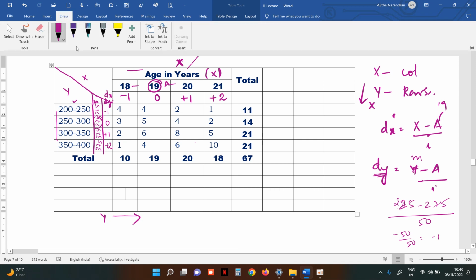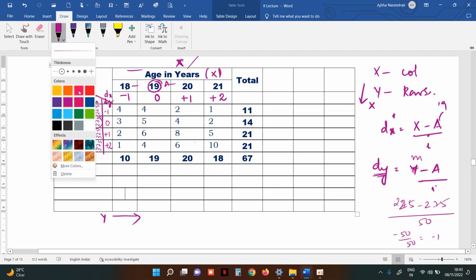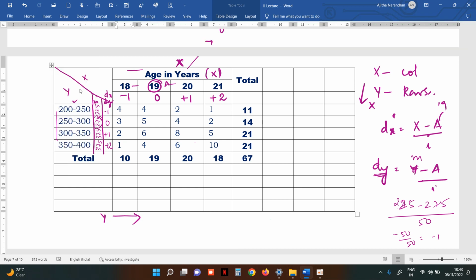I am going to use a different color. Okay, now here you are going to find all x values, and here you are going to find all y values, okay? So first, this is your f, no doubt. This is your f and this is also your f. We can say it as f, or this is your n, the total of n, right?